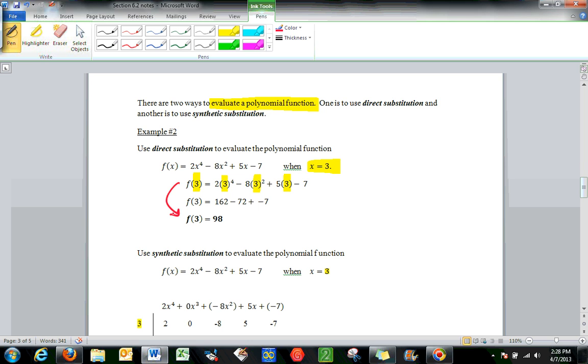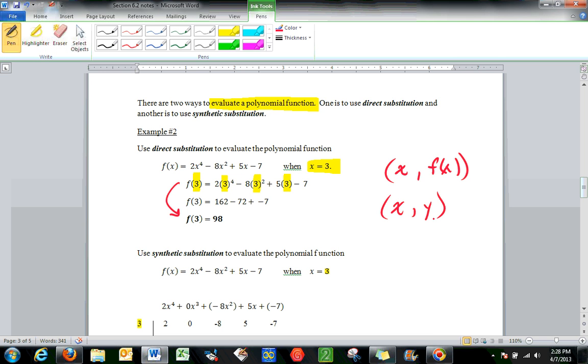Now, if you recall, when we plug in a value for x and we come up with a value of f of x, remember, f of x is the same thing as y, so you're just creating an ordered pair whenever you evaluate a function. And in this case, when we plug 3 in for x, the value for y, or the value for f of x, is 98. So that's just some random point that satisfies this function, and so that would be a solution to the function, which means it would be a point on its graph if we were to eventually graph that.